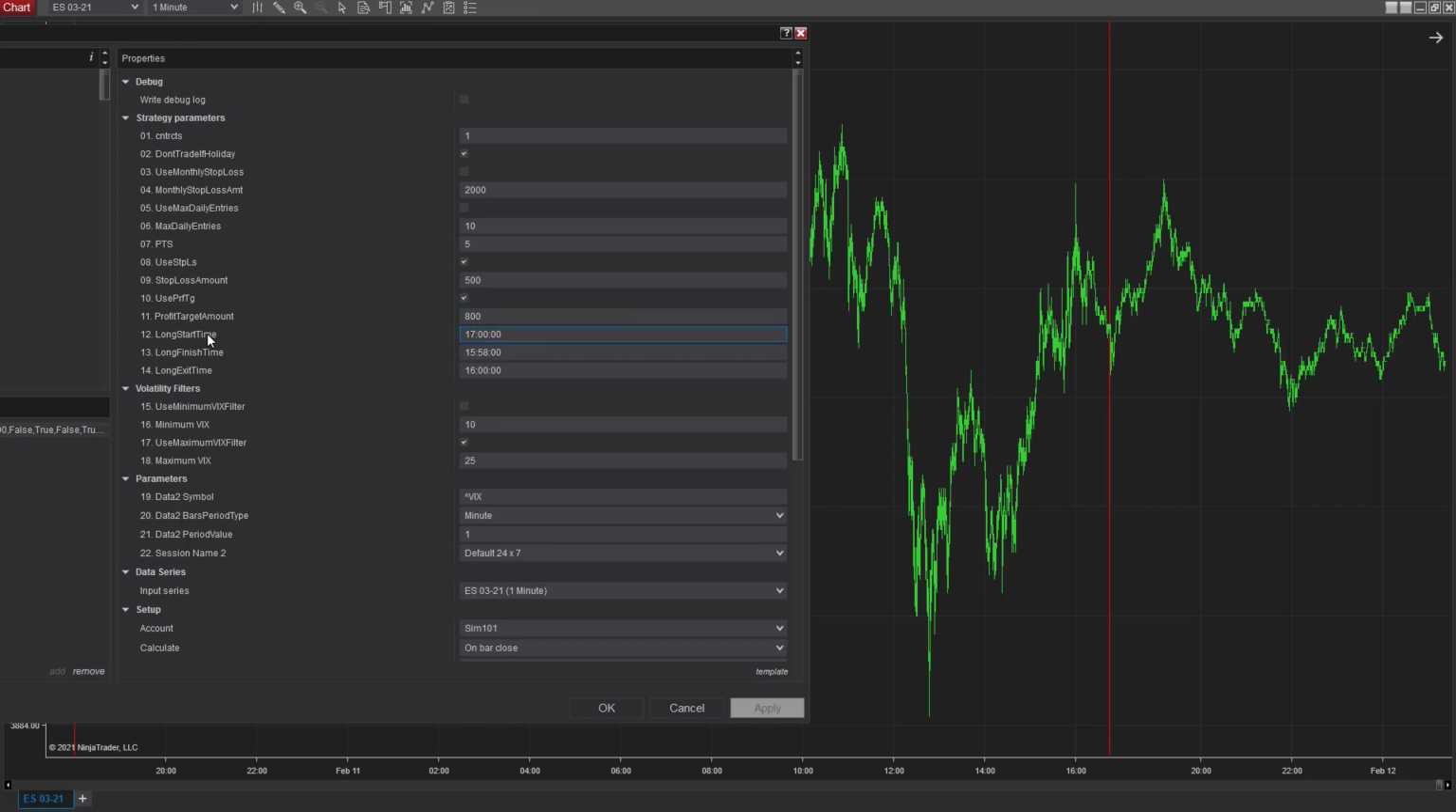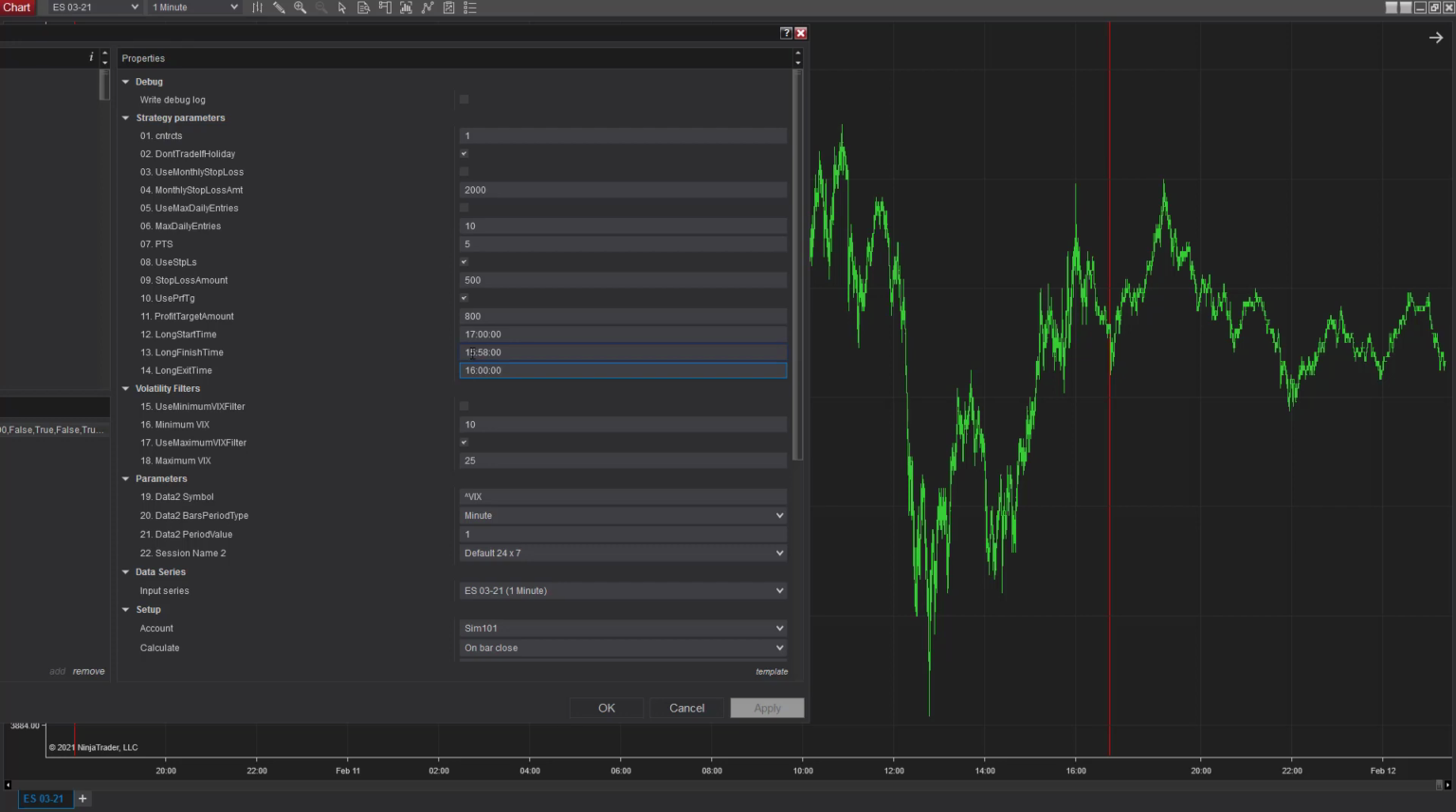So if your time zone is not Eastern Standard Time, you don't need to change these. It will automatically adjust for your time zone. So long start time 1700, long finish time is 1558, and the long exit time is 1600. So it will exit at 1 hour before the close. And so based on this setup, you could change that.